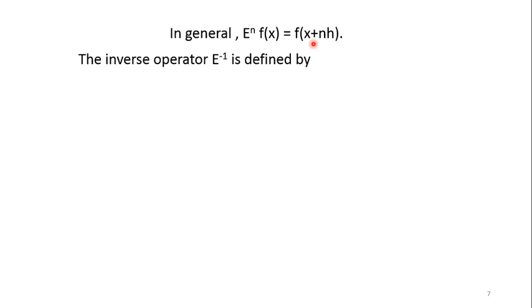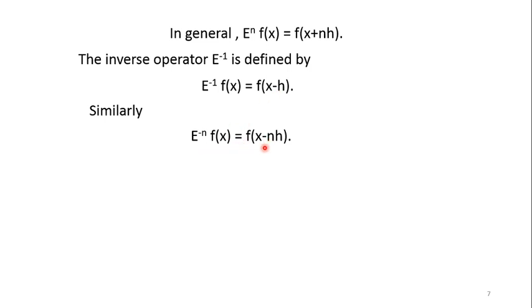The inverse operator E to the power minus 1 is defined by putting minus 1 in place of n, which gives f of x minus h. Similarly, for E to the power minus n, in general we get f of x minus nh.